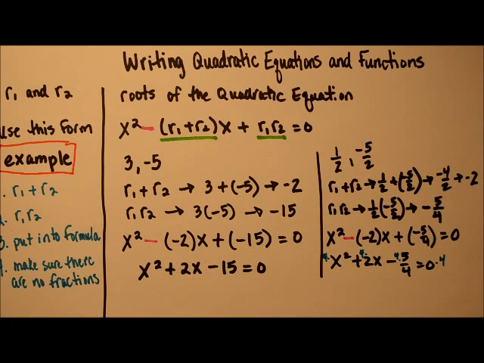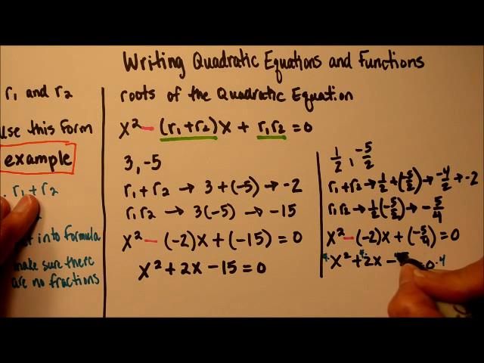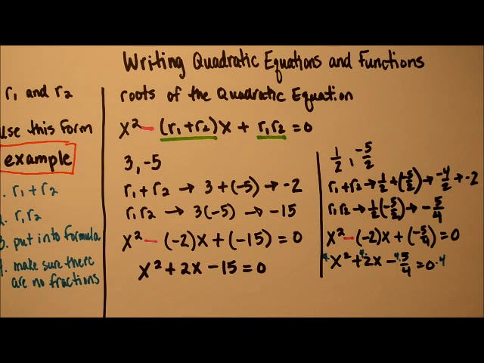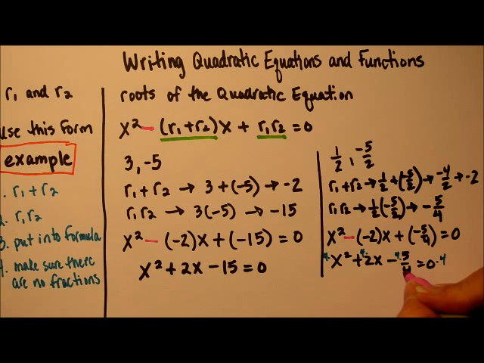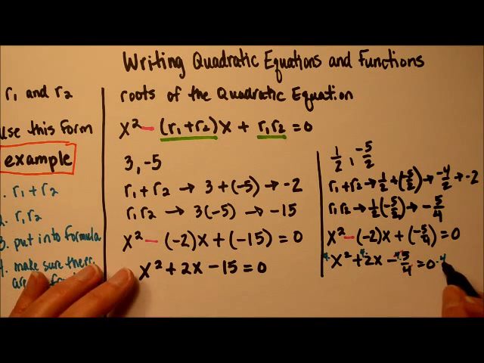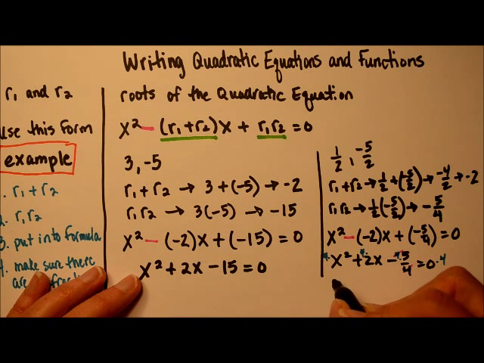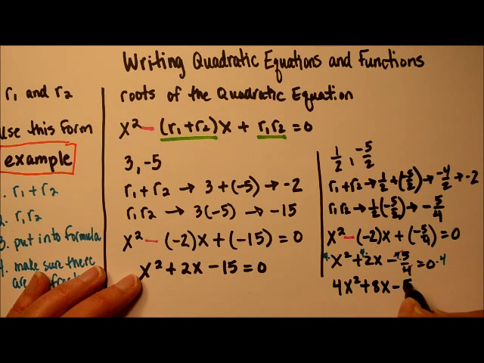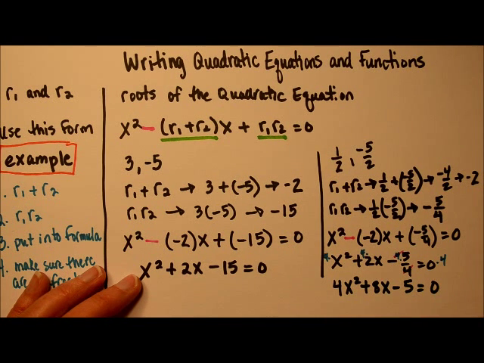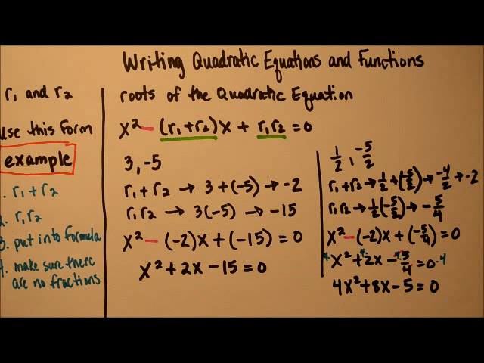So everything is going to be multiplied by 4 to get rid of the fraction. Now these fractions here, this 4 and that 4, are going to cancel out. So what I end up with, and of course 0 times 4 is just 0, is 4x squared plus 8x minus 5 equals 0. And that is my quadratic equation with these roots. All right. It's as simple as that.